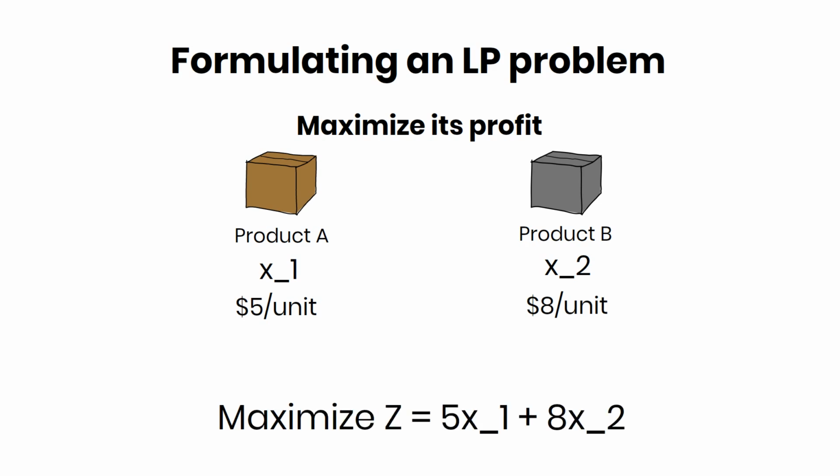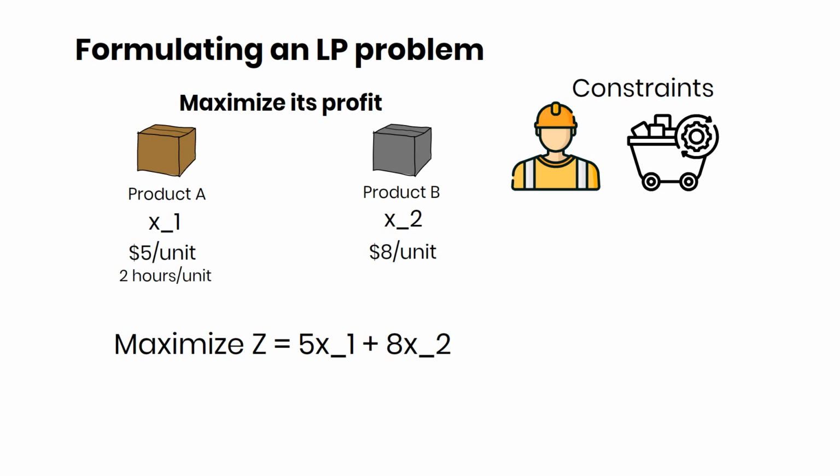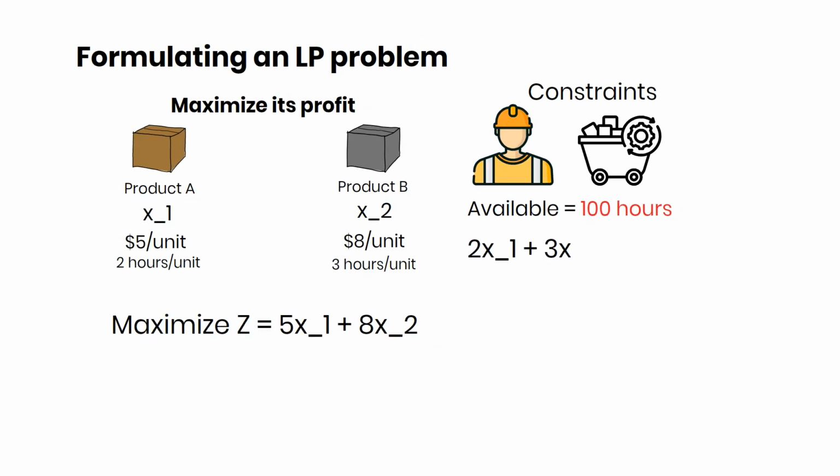The company has limited resources, such as labor and materials, which translate into constraints. For instance, if producing a unit of product A requires 2 hours of labor, and a unit of product B requires 3 hours, and the total labor available is 100 hours, we have the constraint 2x1 plus 3x2 is less than or equal to 100. Similarly, if the material constraint is given by 3x1 plus 2x2 is less than or equal to 90, the complete LP formulation includes the objective function and all constraints.